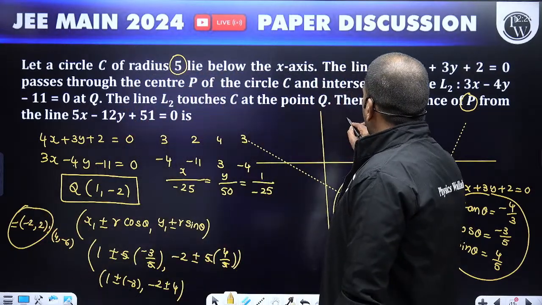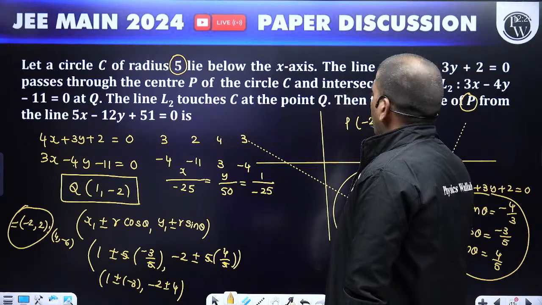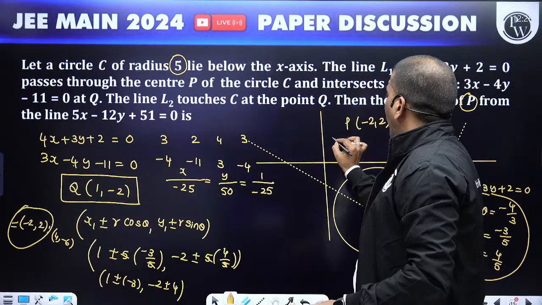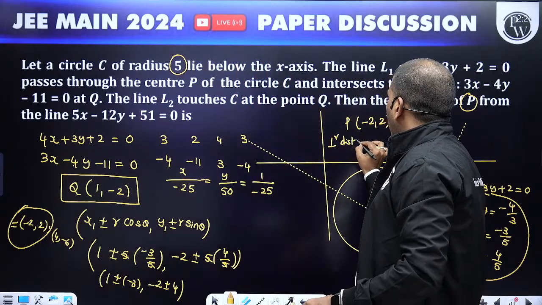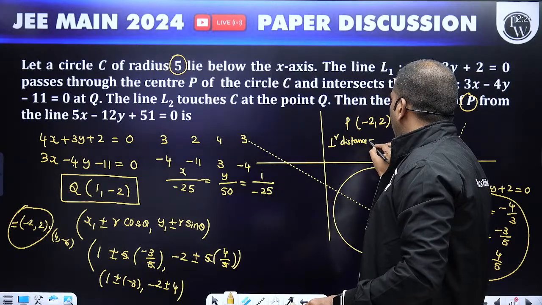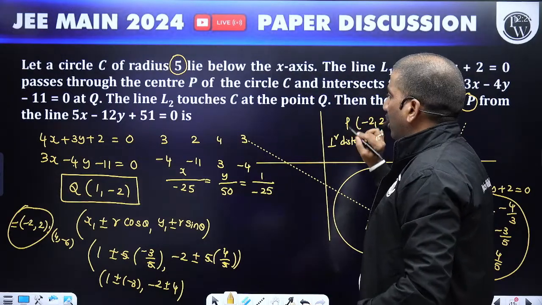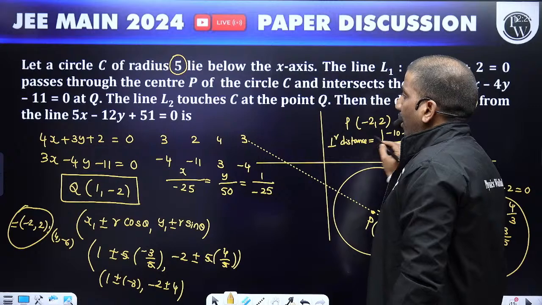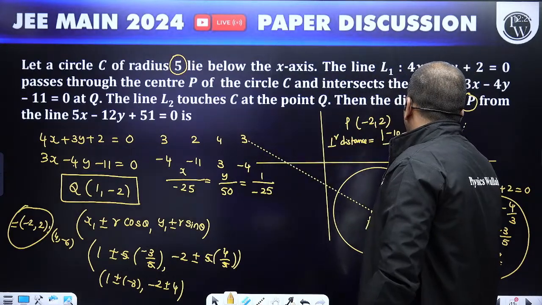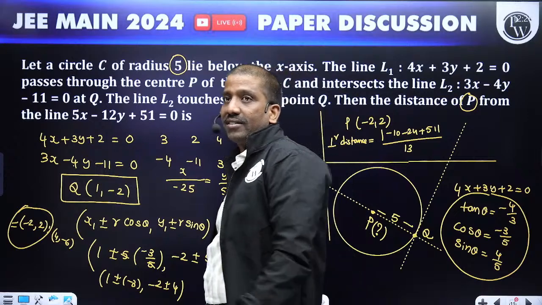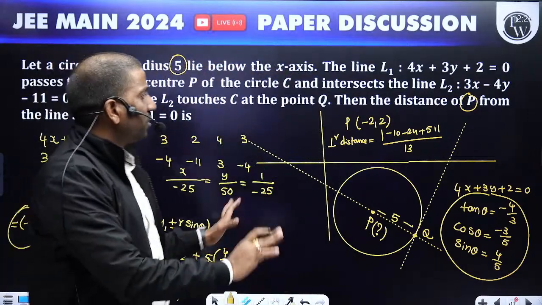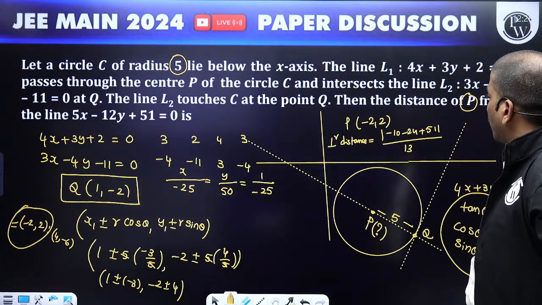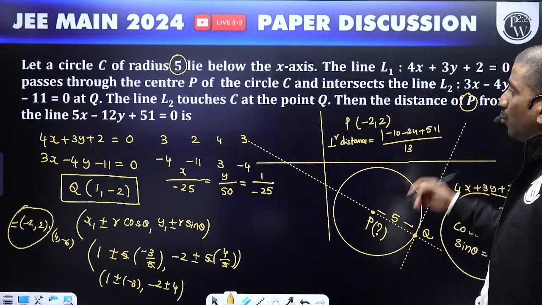So P is, what we got? P is minus 2, 2. Now the perpendicular distance from P to this line. So the direct formula: ax1 plus by1 plus c divided by root a square plus b square, that is minus 2 minus 10 minus 24 plus 51 divided by root of 5 square plus 12 square, obviously that is 169, and root 169 is 13. Right? So 34 plus 51, 26. Yeah. So 2 would be the answer.